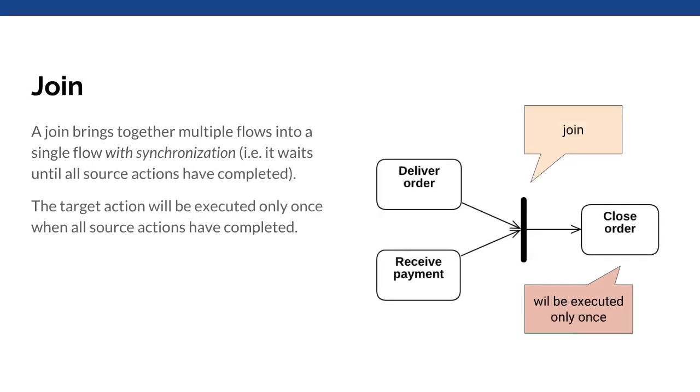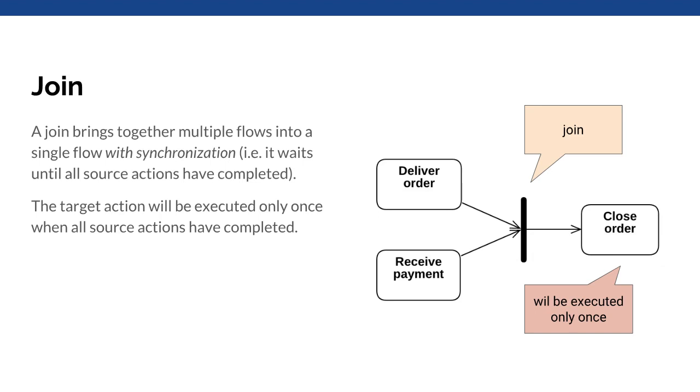And the last notation is join. A join brings together multiple incoming flows into a single outgoing flow with synchronization. Join has several source actions and one target action. The execution of the target action must wait until all source actions have completed. Thus, the target action will only be executed once, that is when all the source actions have completed.